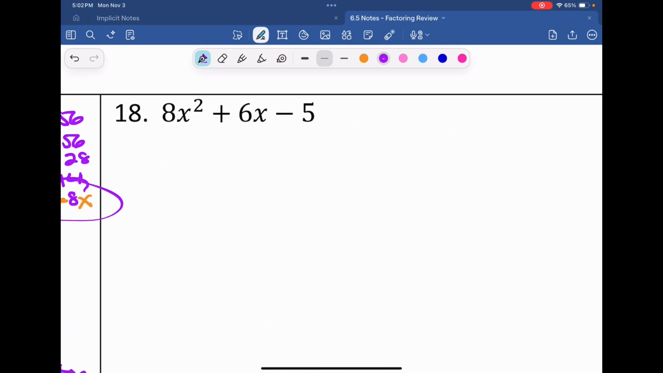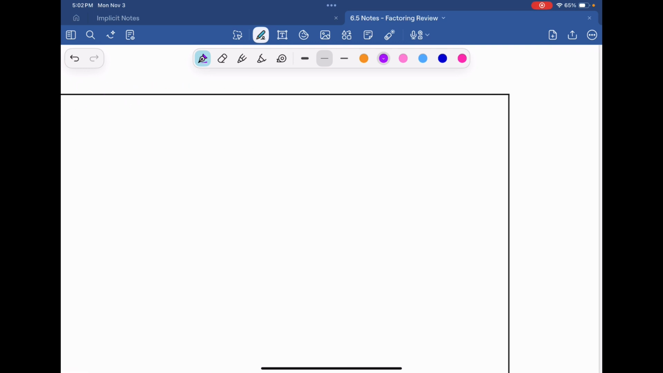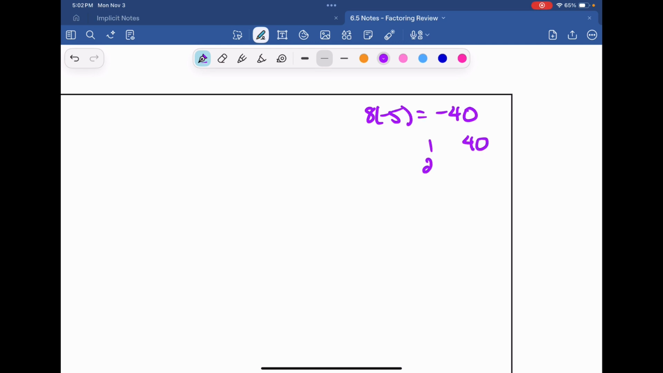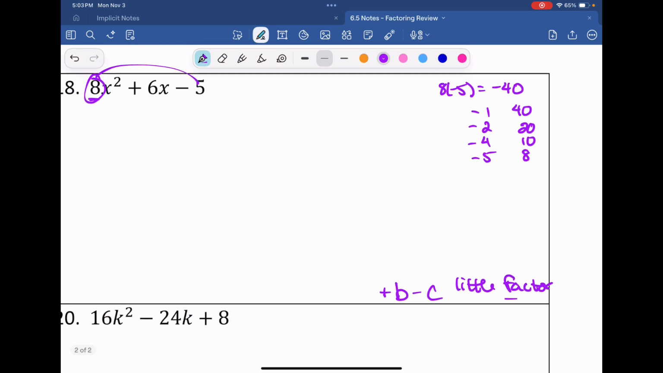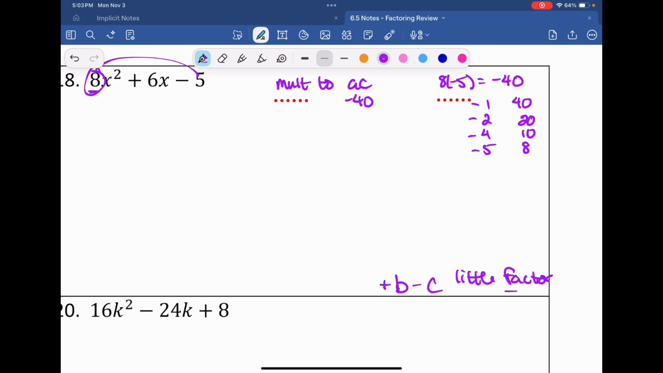All right, now GCF on 18, excuse me, and its leading coefficient is an 8. So 8 times -5. Factor pairs. Positive b, negative c, little factor negative. It has to add, so multiply to AC, that's -40, and add to 6. And I see that there.